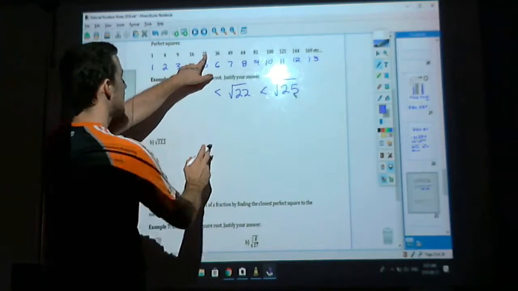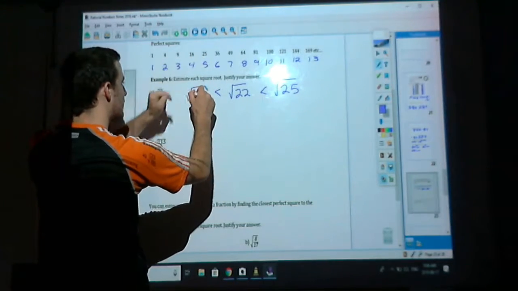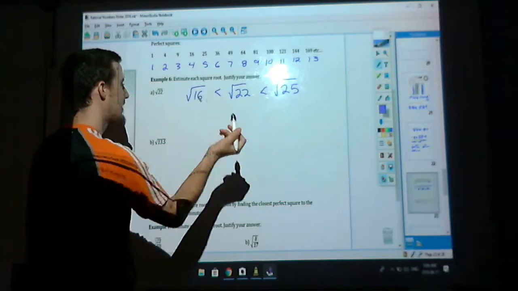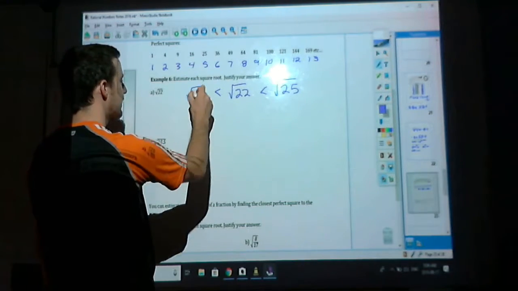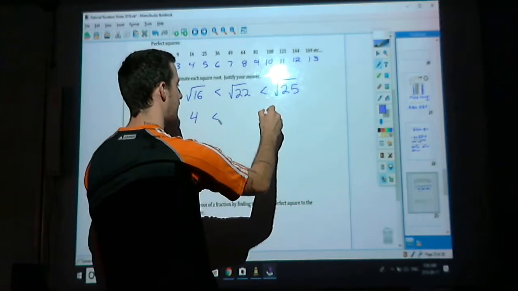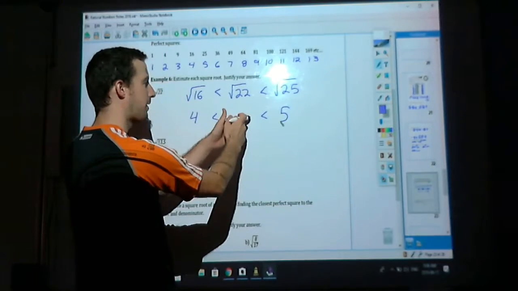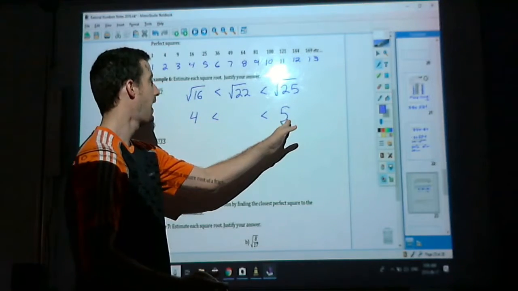Over on this end, less than 22, the next nearest perfect square is going to be 16. Okay. The square root of 16 is going to be 4. Okay. And the square root of 25 is 5. So we know our number is going to be somewhere between 4 and 5, okay?